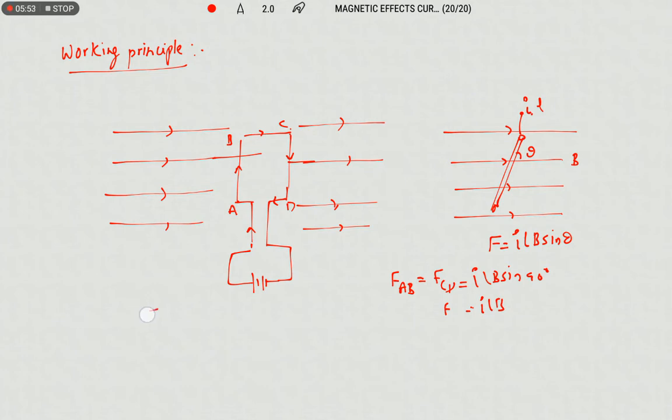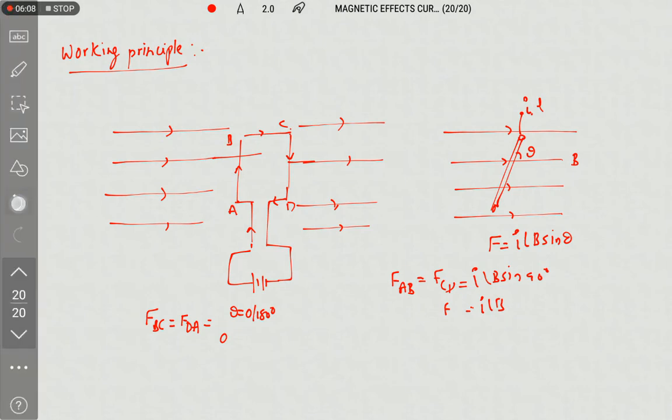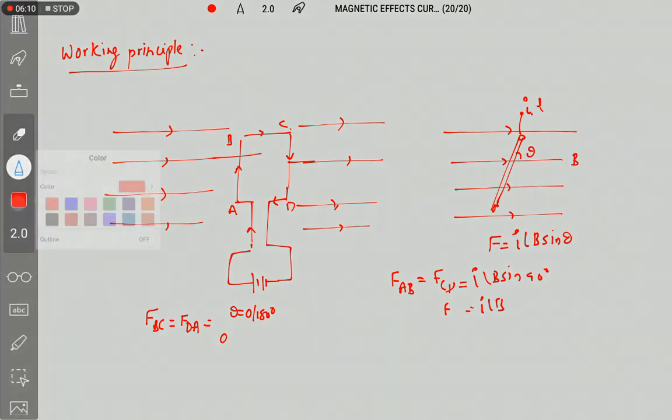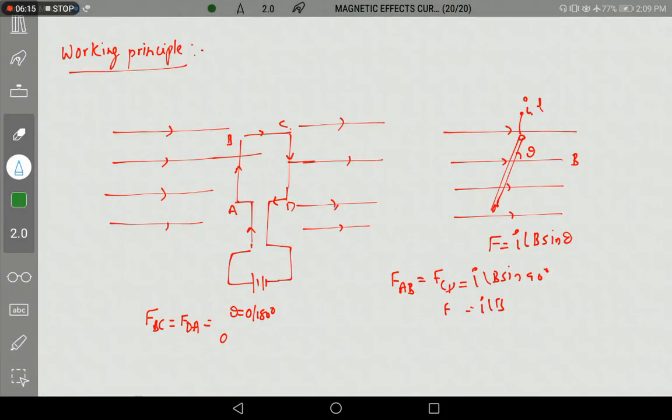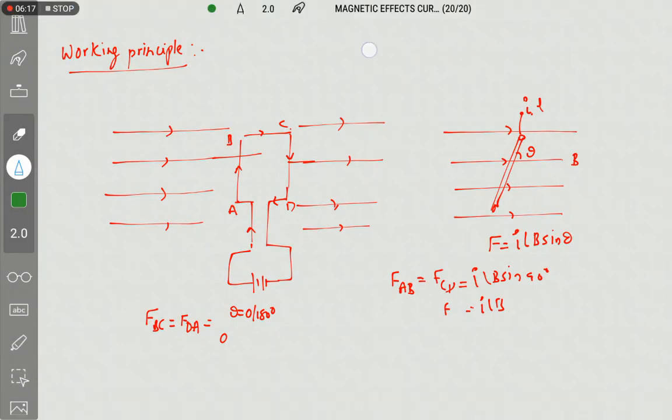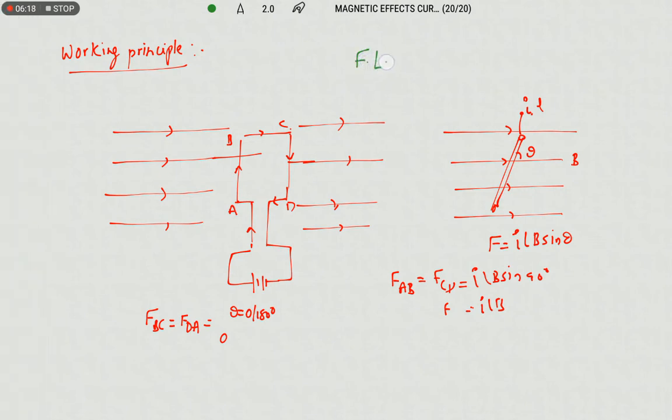Then what about arms BC and DA? BC and DA are in the direction of the field and opposite to the field, that is theta equals 0 and theta equals 180. Therefore the net force experienced by arms BC and DA will be 0. Now let us take Fleming's left hand rule. We know what Fleming's left hand rule is.